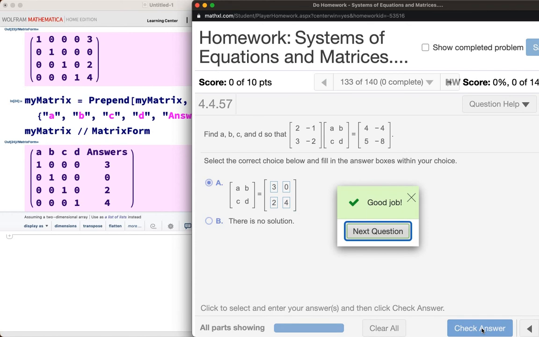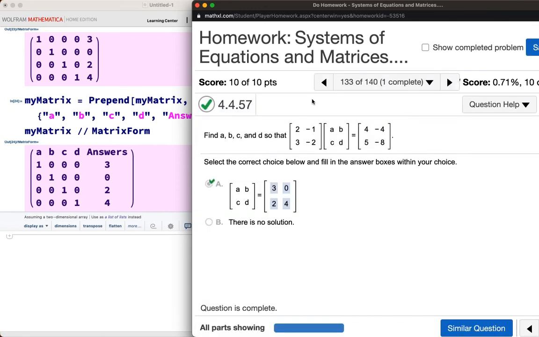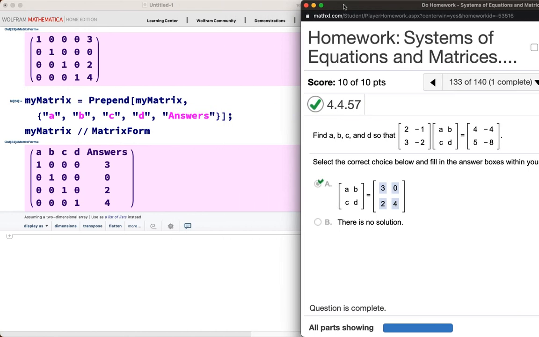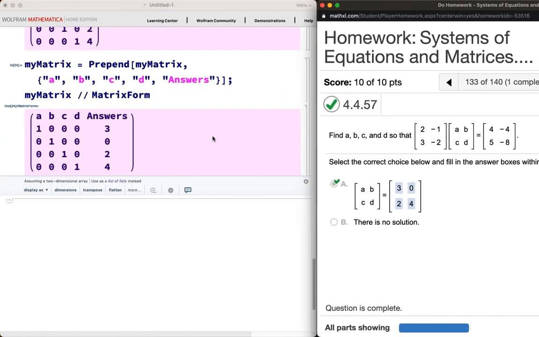So the problem's not too bad. The hardest part for me was just remembering how to swap rows, but that shouldn't be a big deal. I mean, if you're not sure how to do something in Mathematica, Google it. Just look it up in Google. So how do you swap rows?